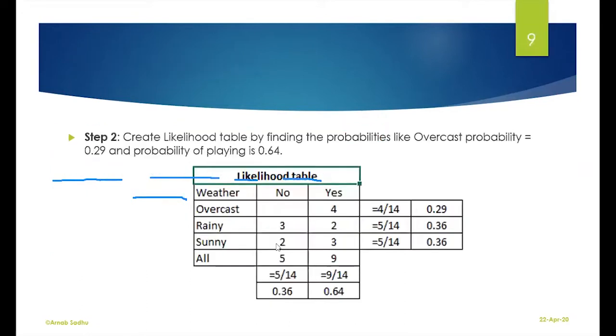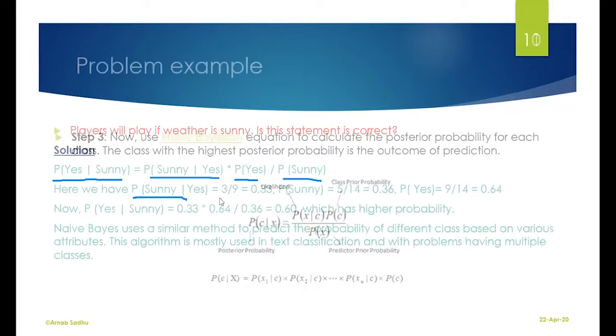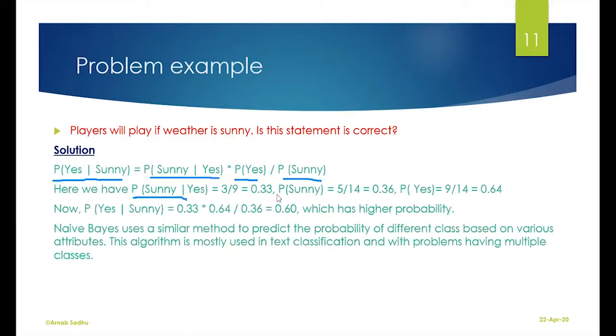So we have probability of sunny given yes is equal to 3 by 9. How? Probability of sunny and yes is 3. Out of how many times he plays? 9. Out of those 9 times he plays, in sunny weather? 3 times. So 3 by 9 is the probability that the weather is sunny and he plays. So here we write 3 by 9 equal to 0.33.